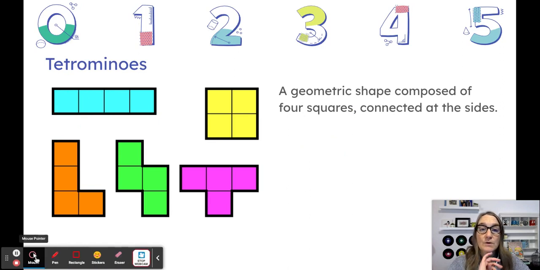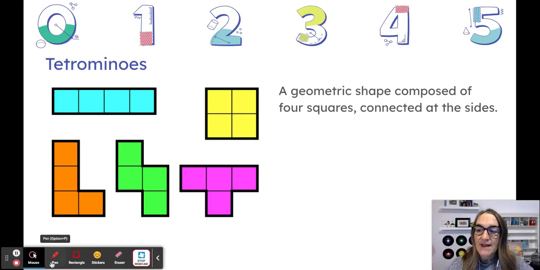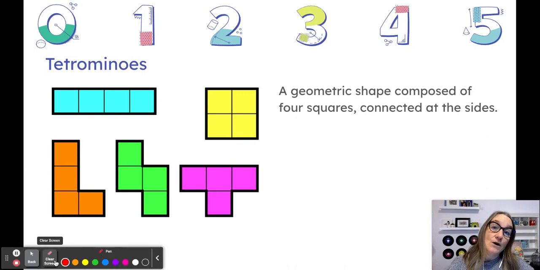They are connected at the sides, not at the corners like, say, in a checkerboard. Okay, so the word tetromino, because you know I'm going to break down the word. The word tetromino comes from an ancient Greek prefix, tetra, which means four, and the word dominos. And this group of five tetrominoes we call the free tetrominoes. That is because we are allowed to transform these tetrominoes in any way that we like.